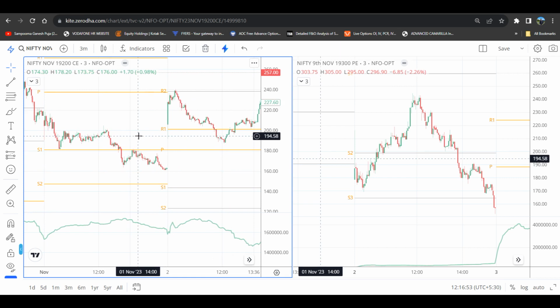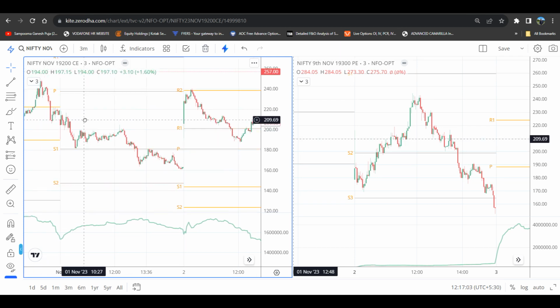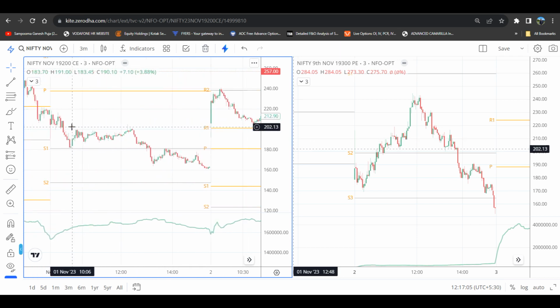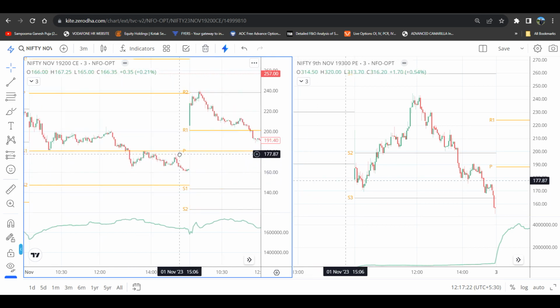Just clearly understand where exactly our options are opening. Now look at this day, which was on the 1st of November. It has opened exactly in between, right? So we are not going to take any entries in between. The only entry which is available is at the support level. So S1, whenever it has come to S1, it has given a good move, almost like 15-17 points. It is good for scalping, right? For the intraday, it is good enough from a scalping point of view.